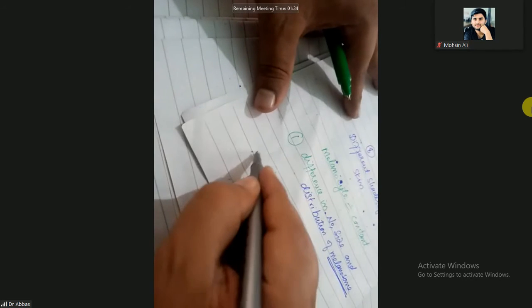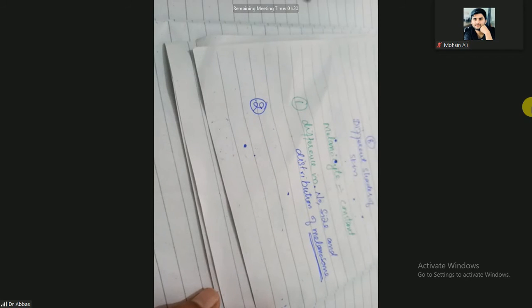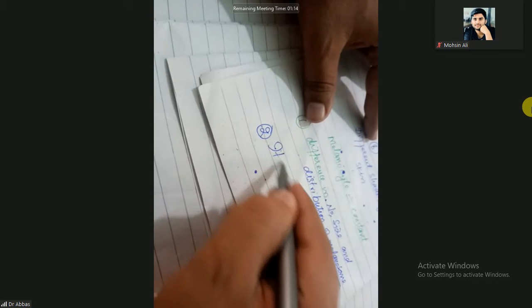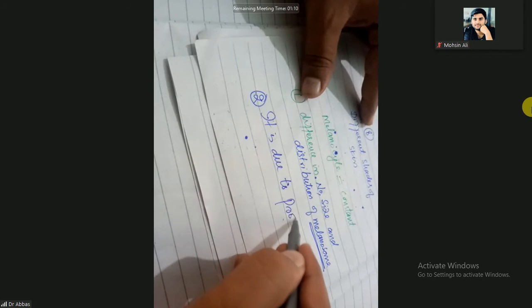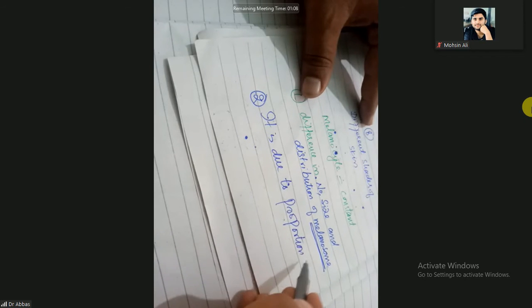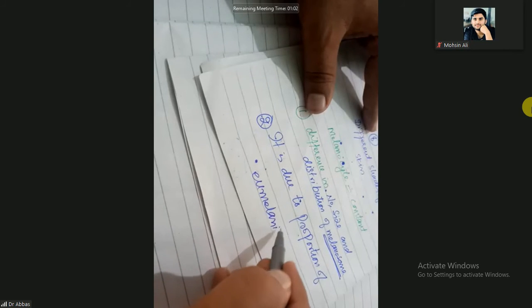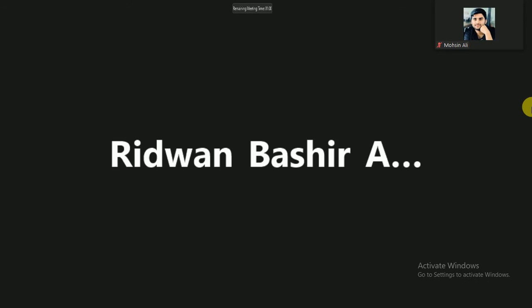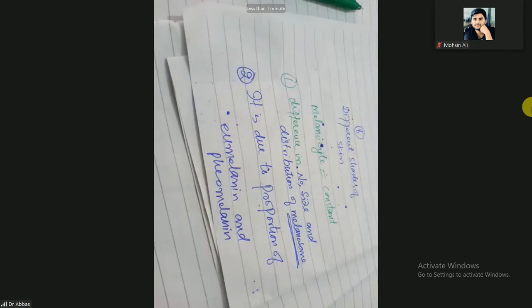And the second reason is the proportion of eumelanin and pheomelanin. I will discuss what eumelanin is and what pheomelanin is. So let's move on to the next page.